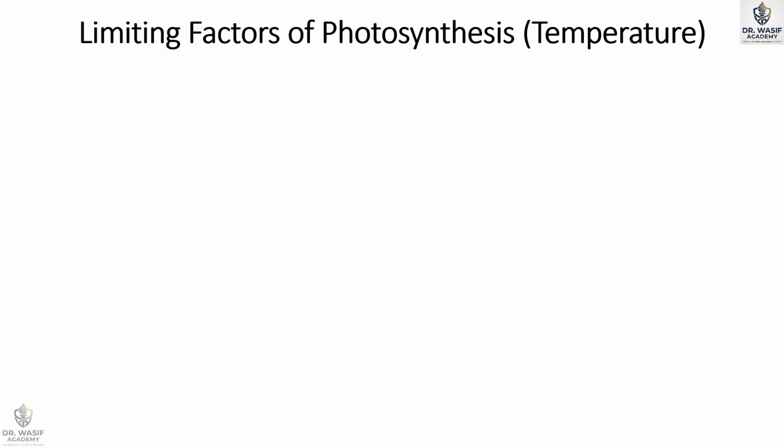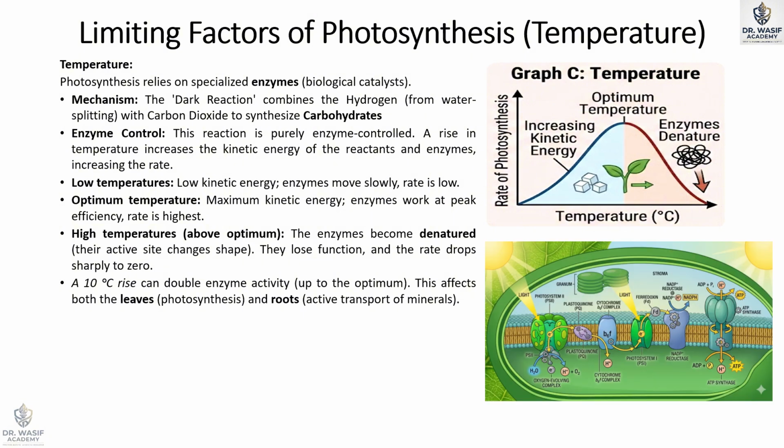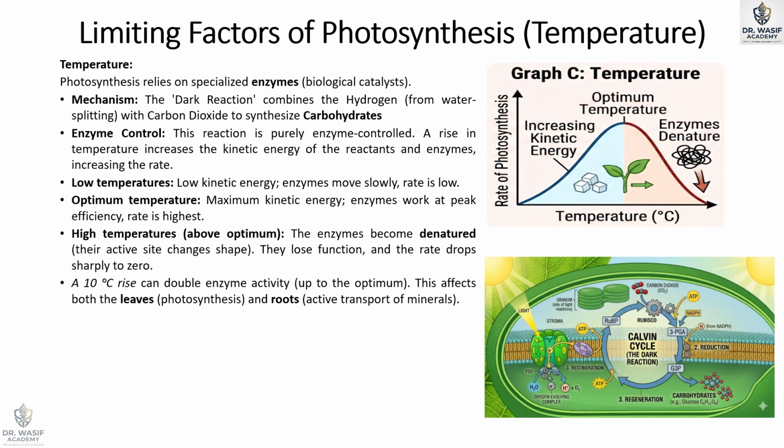As we have looked at the energy, that is light, and the building blocks, that is carbon dioxide, now let's look at the workers in the factory, which are enzymes. Photosynthesis is a chemical process which relies heavily on these biological catalysts, which we call enzymes. So the dark reaction where we combine hydrogen and carbon dioxide to make glucose is purely enzyme controlled.